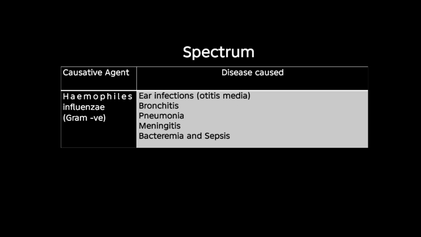Second generation cephalosporins are also active against Haemophilus influenzae, a gram negative bacteria, which causes many disorders that include otitis media, ear infections, bronchitis, pneumonia, meningitis, and bacteremia.